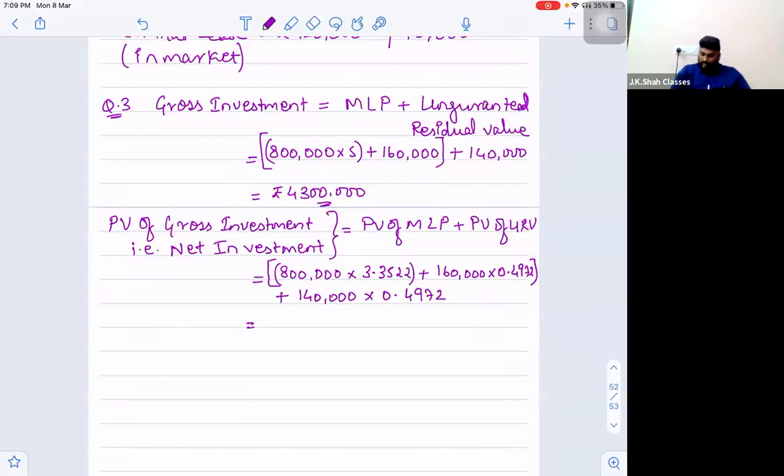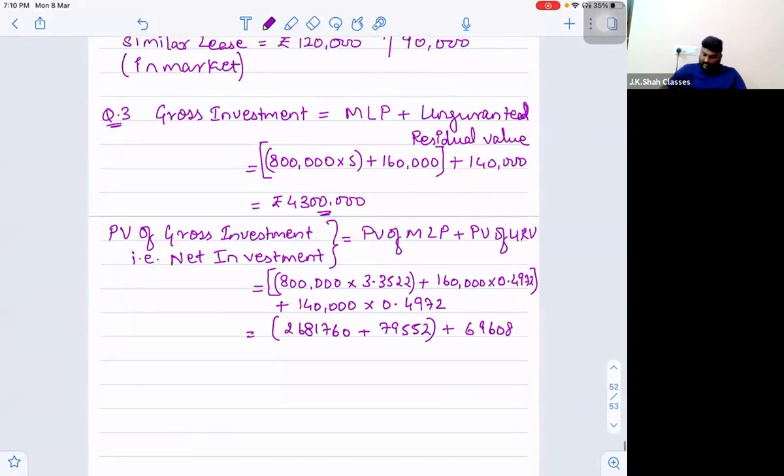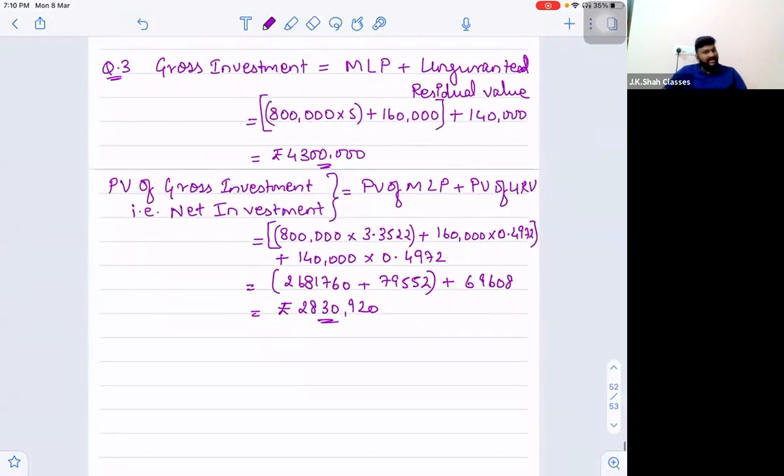So 8 lakhs into 3.3522. So the first bracket 26,81,760 plus 1 lakh 60 into 0.4972, 79,552. This is the first bracket, that is MLP, plus 1 lakh 40,000 into 0.4972, 69,608. The total value comes to 28,30,920. So this is the present value of gross investment, or you say net investment.